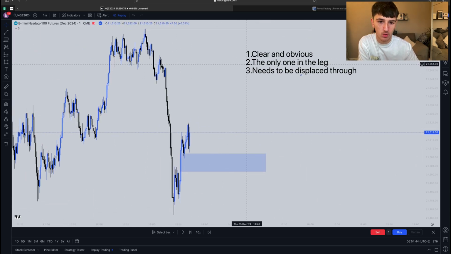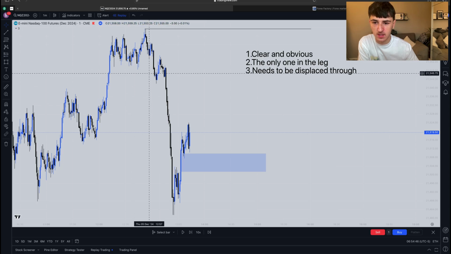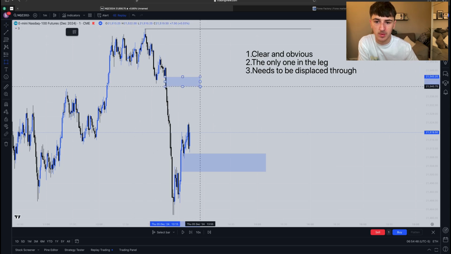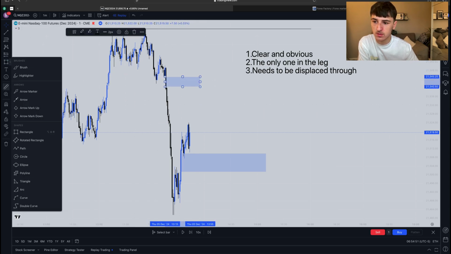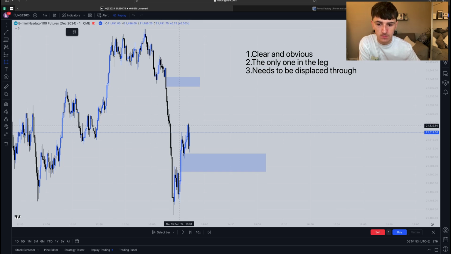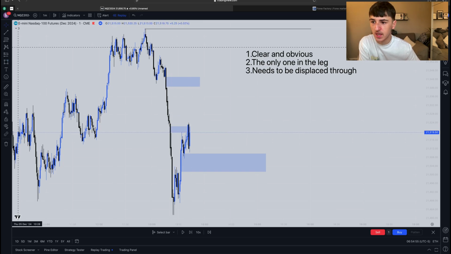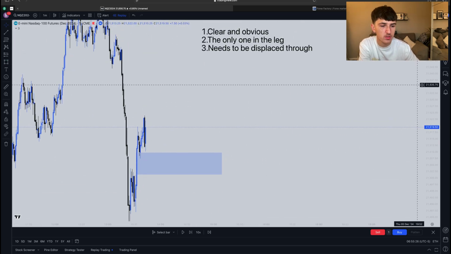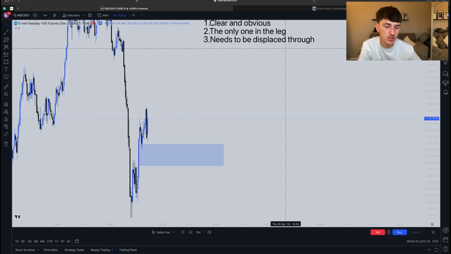An example of what wouldn't be the only one in the leg is this. So you've got a bearish, you've got a bearish, okay, you get the point. Now, once you've got those 2 points, so you've got a clear and obvious gap, it's the only one in the leg, the third thing you need to see is, is it broken through with momentum, or displaced through.